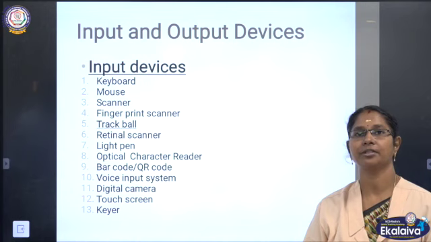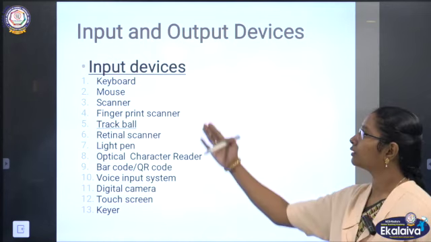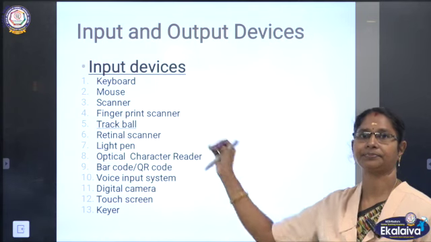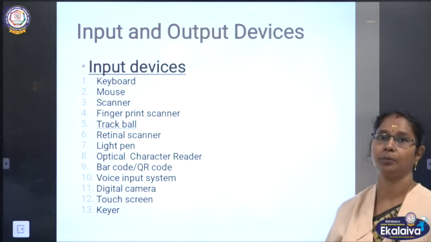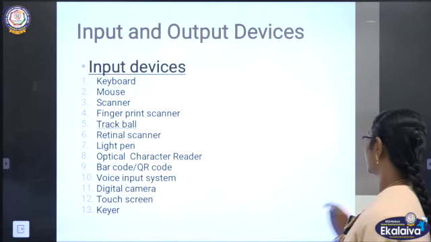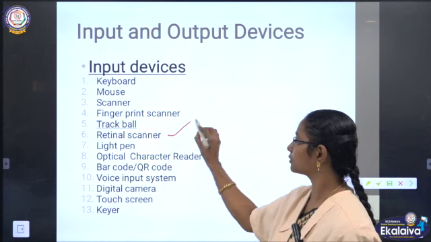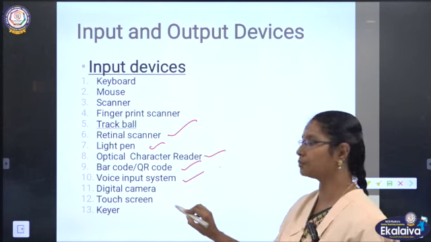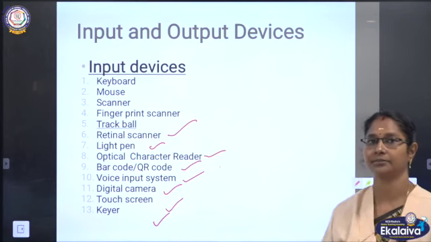Last class, we discussed certain input devices such as keyboard, mouse, scanner, fingerprinter and trackball. Today we are going to see the rest of the input devices: retinal scanner, light pen, optical reader, barcode, voice input system, digital camera, touch screen and light gear.